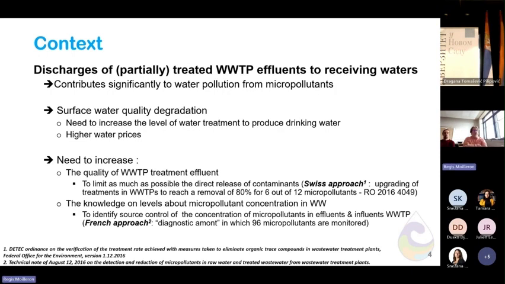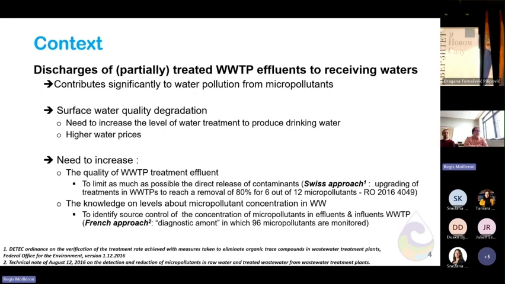There is a need to increase the level of water treatment to produce drinking water, because we want to remove those micropollutants from drinking water. And the price of water quality is increasing. As a consequence, there is a need to increase our knowledge about the quality of wastewater treatment effluent. The idea is to limit as much as possible the direct release of contaminants. This is what we call the Swiss approach.